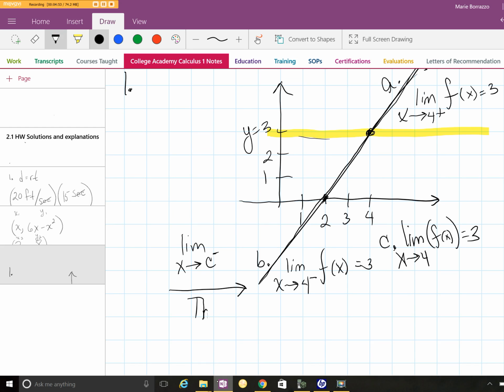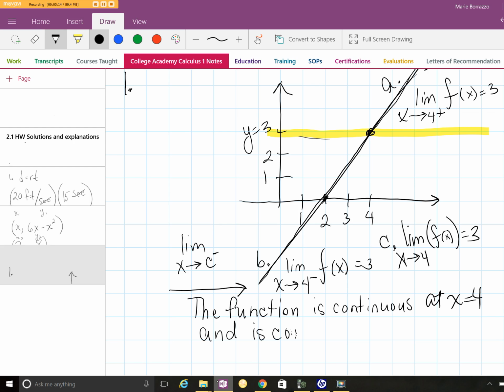So you would answer the function is continuous at x equals 4 and is continuous on, and then we're going to use negative infinity and positive infinity. Always use parentheses when you use infinity, by the way. Never use a bracket, because infinity is never limited.